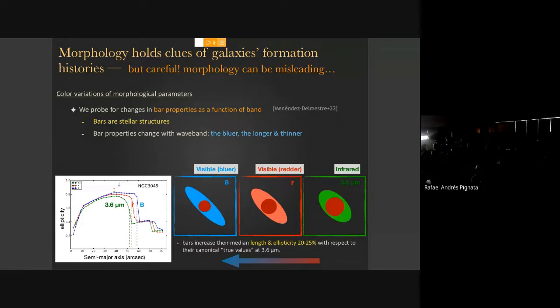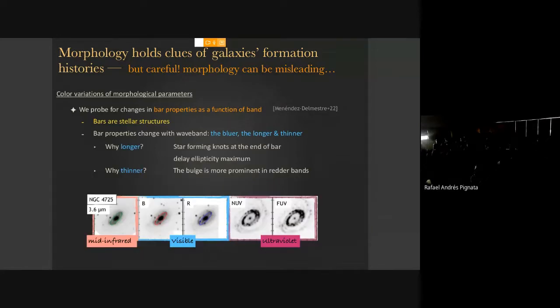And by bar strength, we measure bar strength. One of the ways that we can measure bar strength is the ellipticity, how thin it is. The thinner it is, the stronger it is. And the idea here, how do we understand this? What seems to drive these trends?